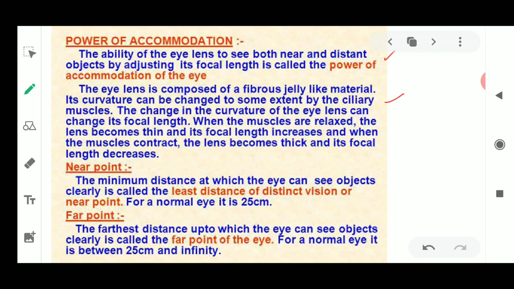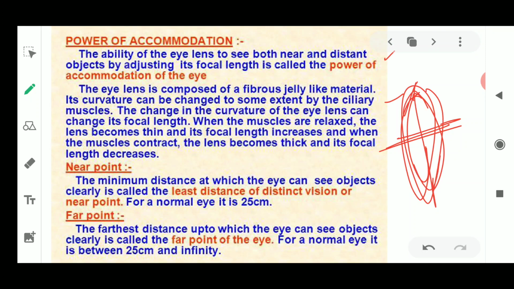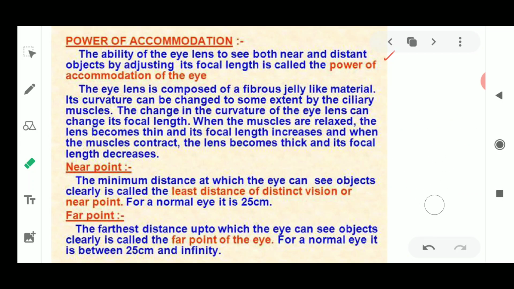Okay, so the curvature, the length of this lens, could be changed. The focal length and the curvature both could be changed because of the presence of the ciliary muscles, which hold this eye lens. When the muscles are relaxed, the lens becomes thin and the focal length increases, and when the muscles are contracted, the lens becomes thick and the focal length changes.